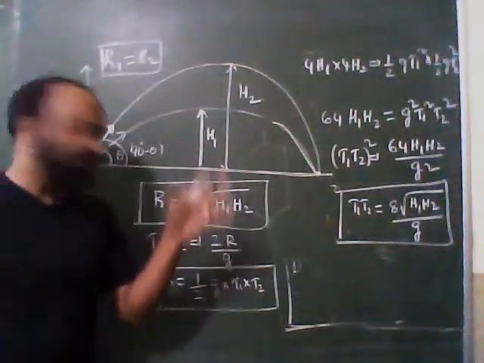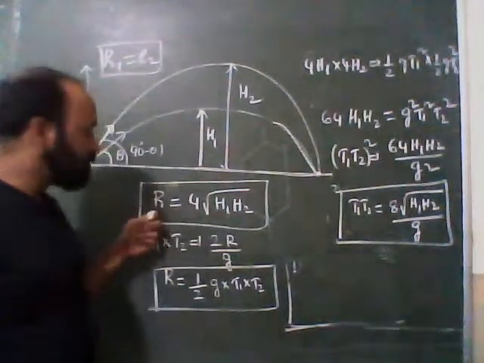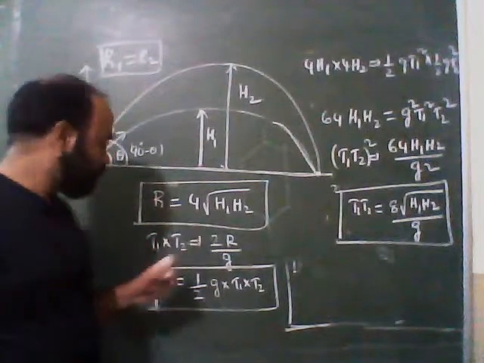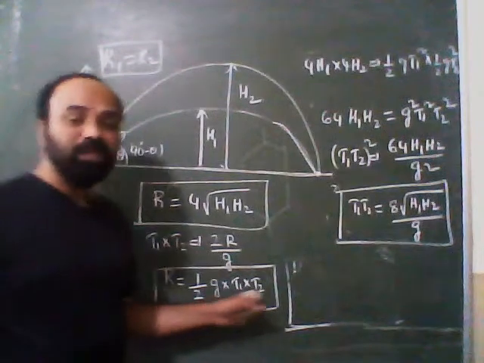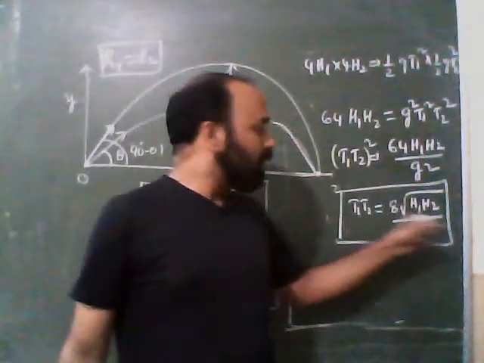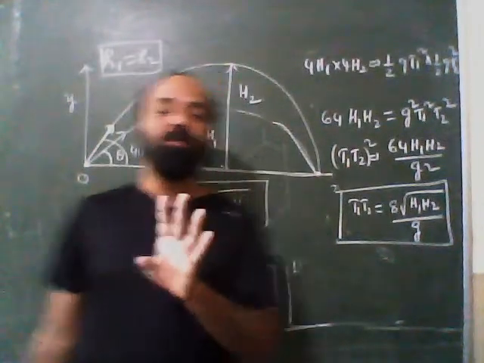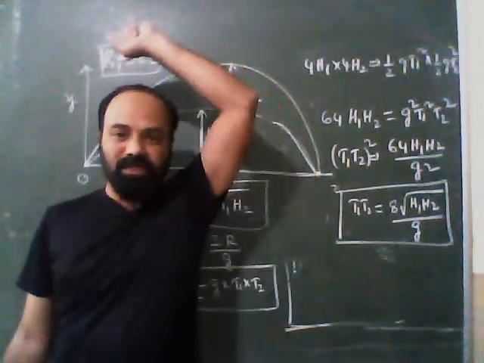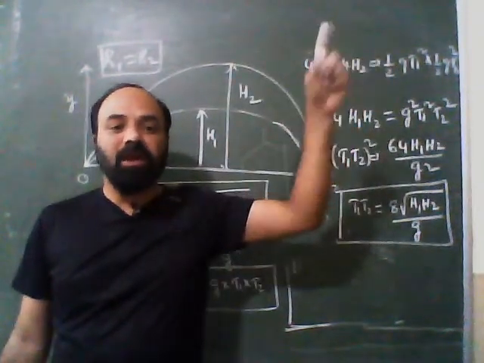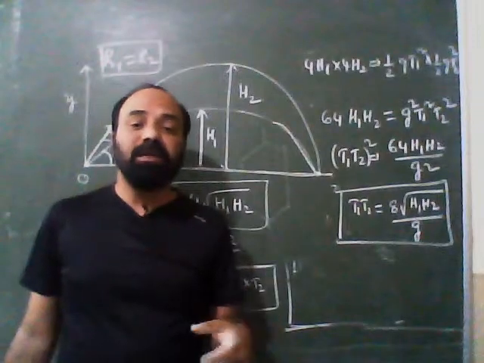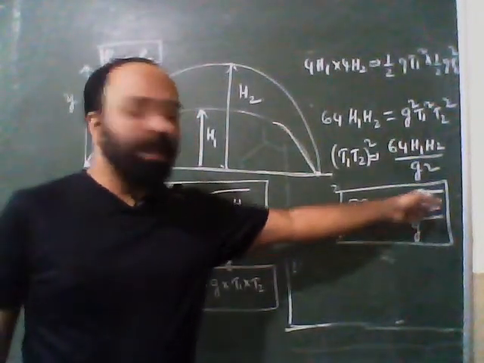Ranges are equal, r1 equal to r2. If they ask the relation between range and heights, it means r equals 4 h1 h2. Range and the time, if they ask, r equals half g into t1 into t2. Times and heights, if they ask, this is the relation. So we have 4 relations in case of complementary angles. One is r1 equals r2. Second one, h1 plus h2 equals u square by 2g. Third one, the product of the times t1 into t2 equals root 8 h1 h2.